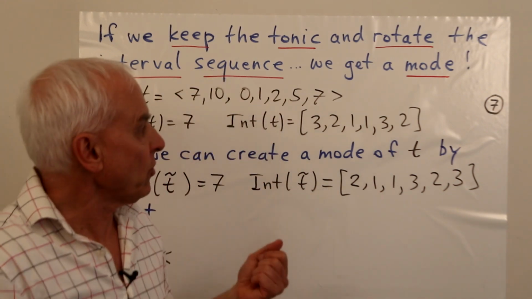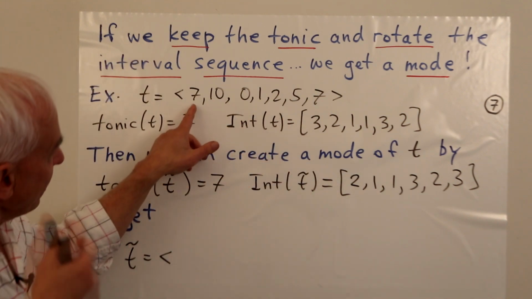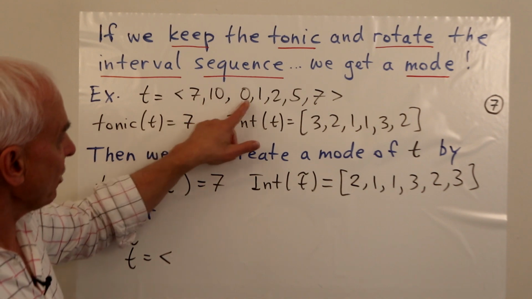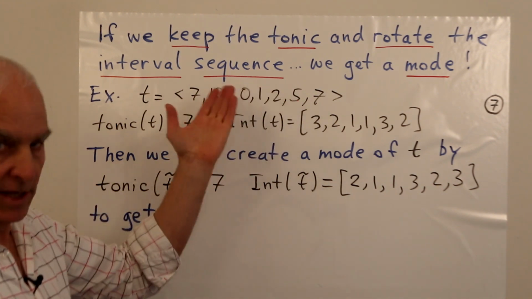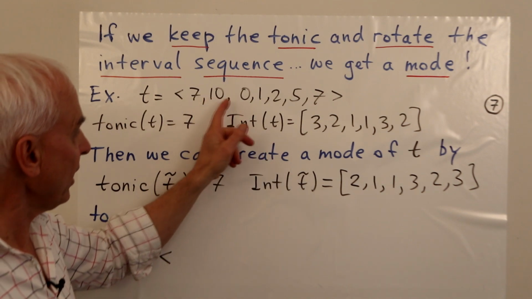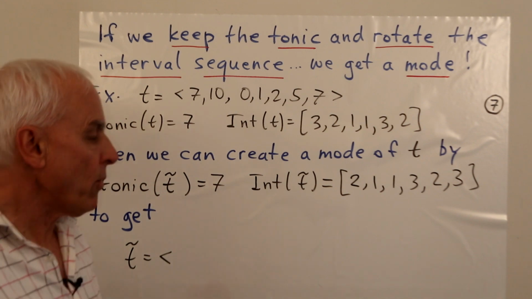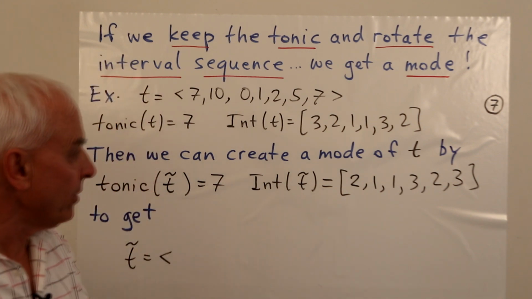So this is a very natural thing to do. Let me illustrate with this sequence here, again our blue scale, 7, 10, 0, 1, 2, 5, 7. That's the scale T. The tonic is 7. The interval sequence we've seen is 3, 2, 1, 1, 3, 2. So now we can create what's called a mode of T.